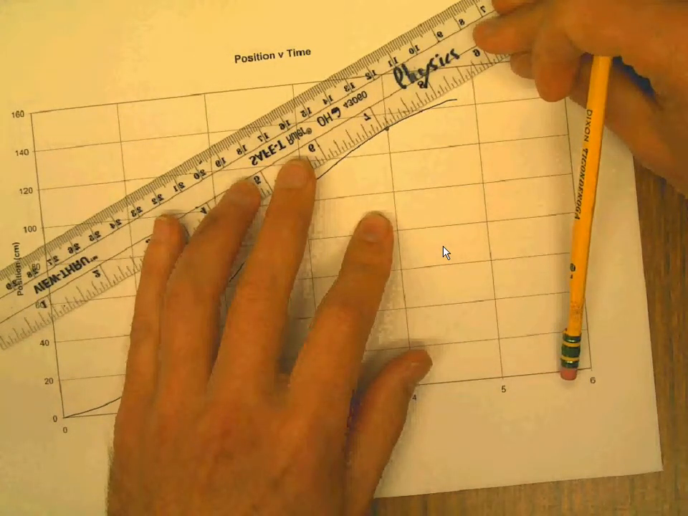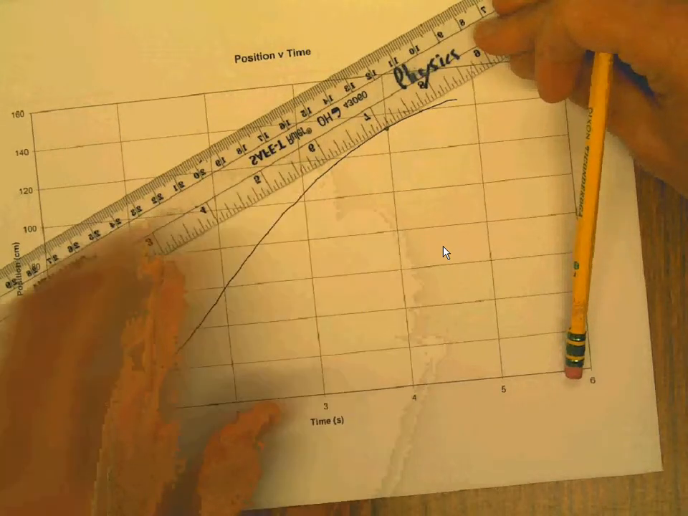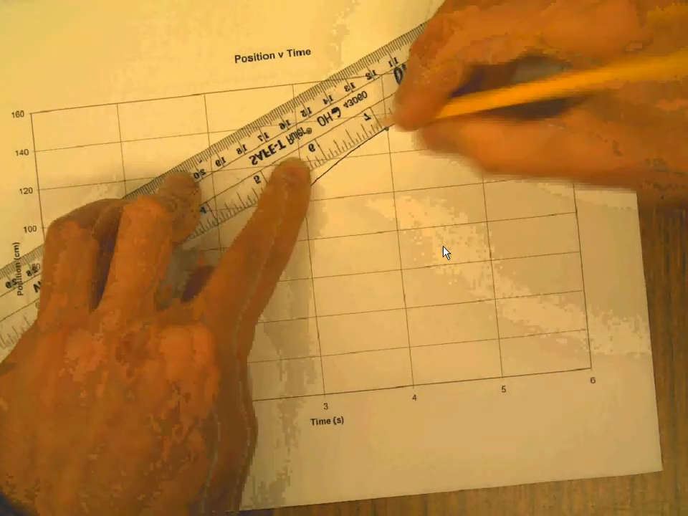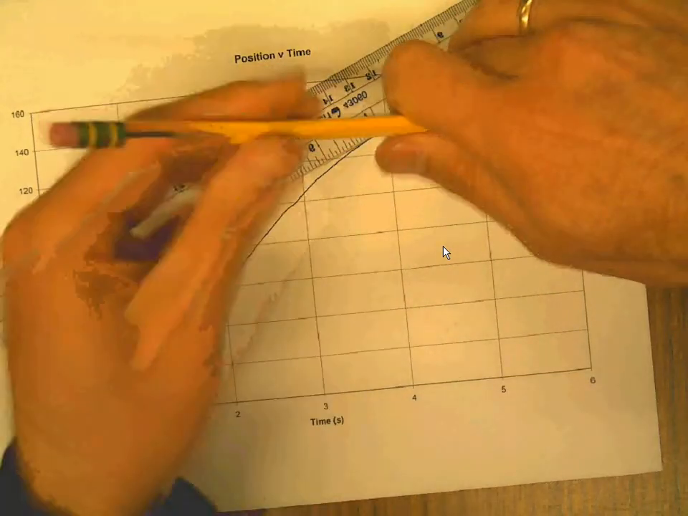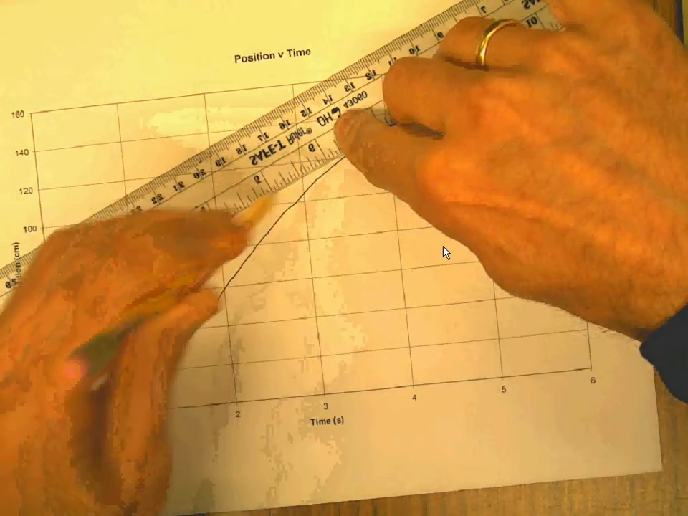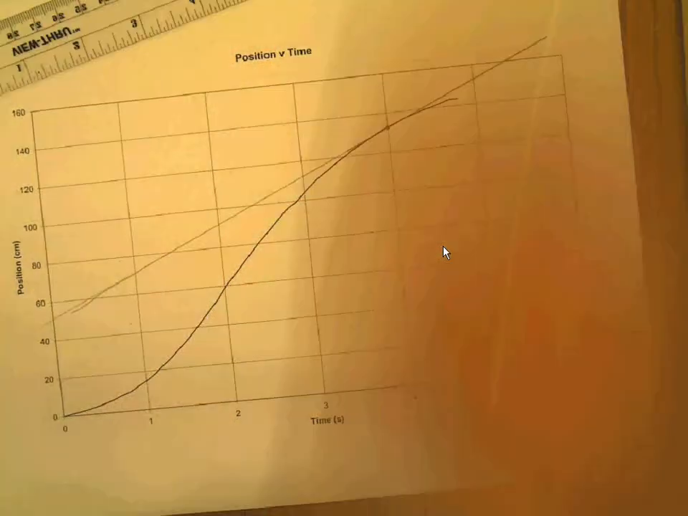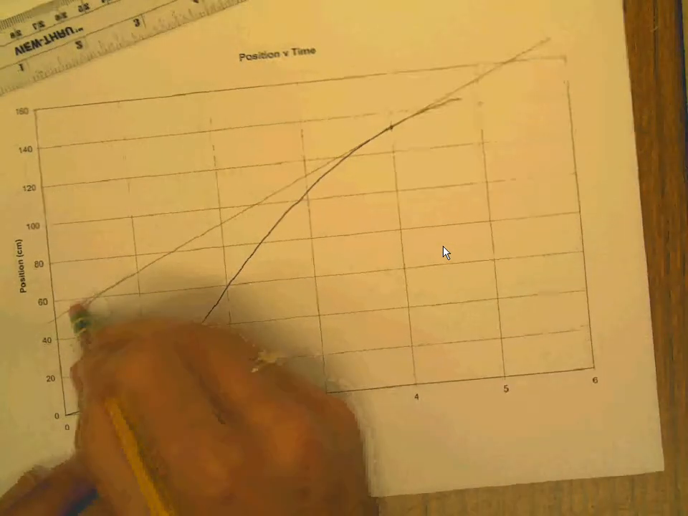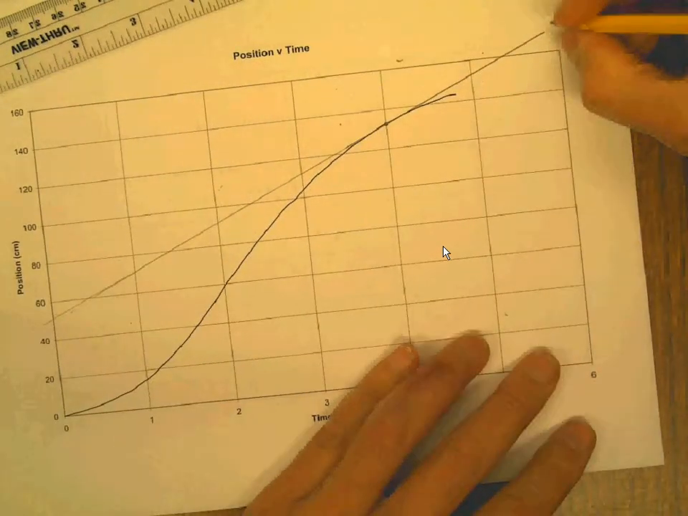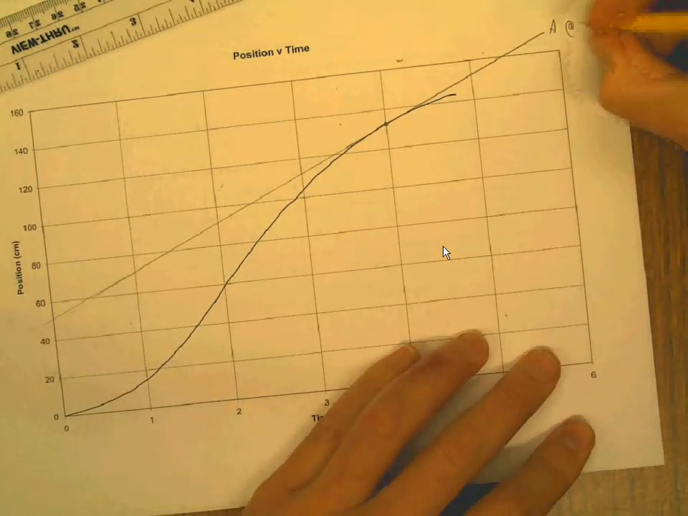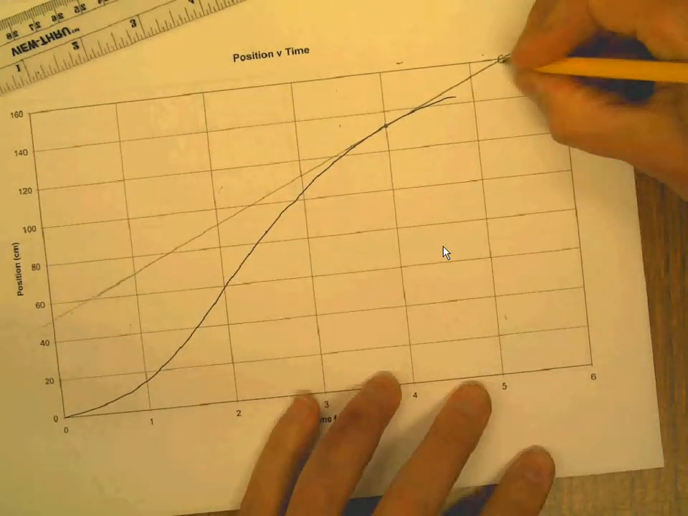And that line looks nice and tangent. Basically, a tangent line just has the same slope as the graph at that point, right? Okay, so that's a tangent line at 4 seconds. And we're going to get the slope of it from these points here.